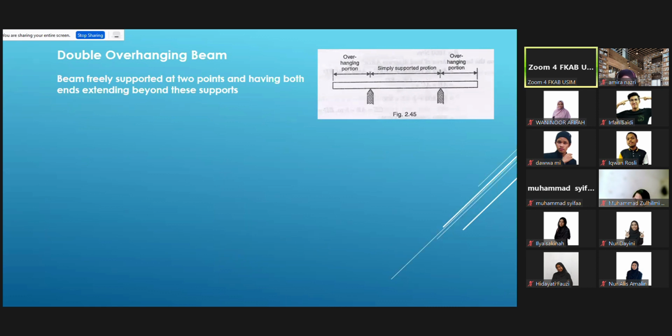Overhang beam, sorry. There is also the double overhang, as I mentioned just now. You can have it at both ends. So here, the beam is supported at 2 points and has both ends extended beyond the supports. If it is balanced like this, okay, like a building. Some may have the left longer and the right a bit shorter. The overhang portion is where the load support is, and beyond that is the overhang.